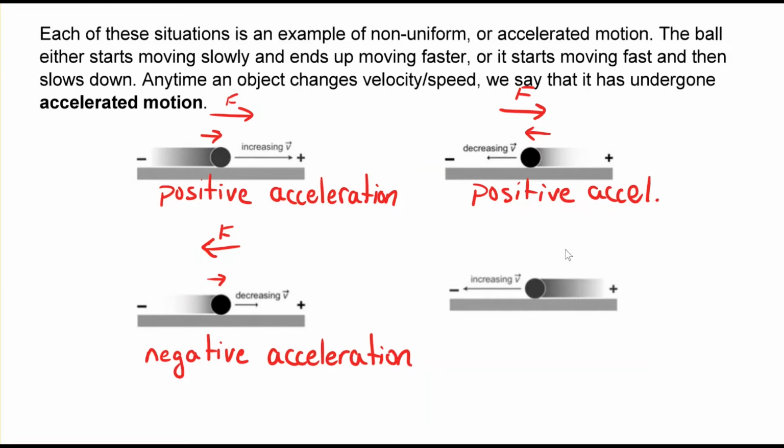And then again here, it's going in the negative direction. It's originally traveling in the negative direction, but it's increasing its speed. It's going faster and faster. So the force must have been that way. So this is another example of negative acceleration. That's just a couple examples for you.